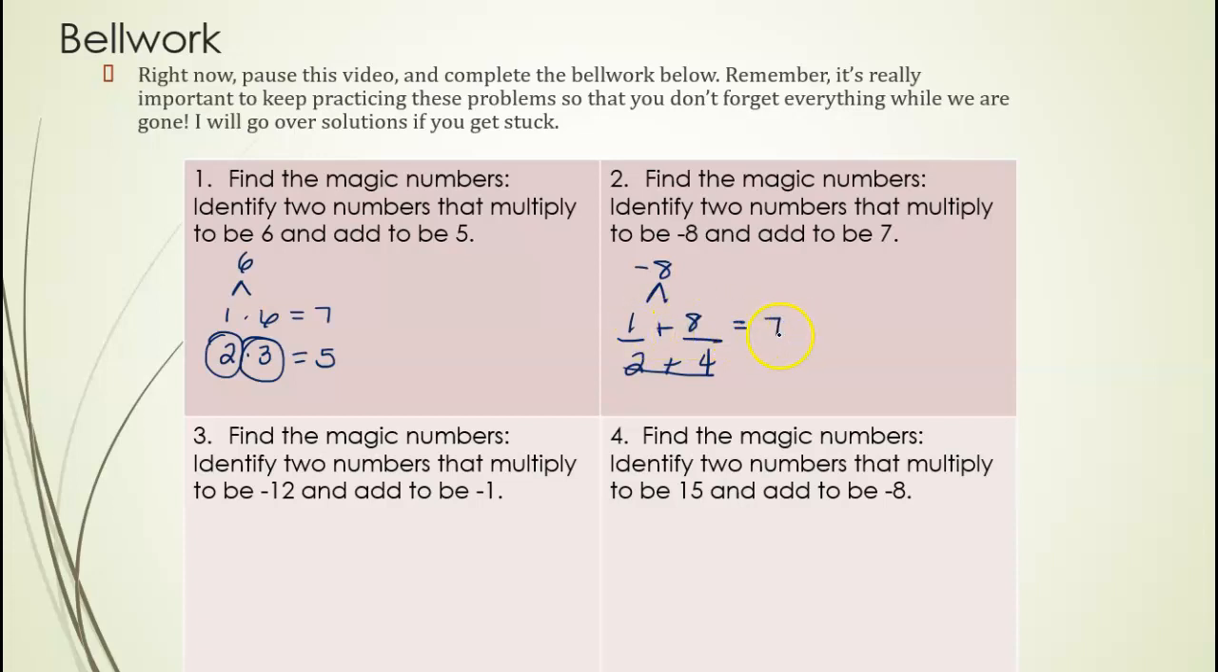But in order for those to subtract, one of them must be negative. Since the larger number is supposed to be positive, since 7 is positive, we'll make 1 the negative. So you should have had -1 and 8.